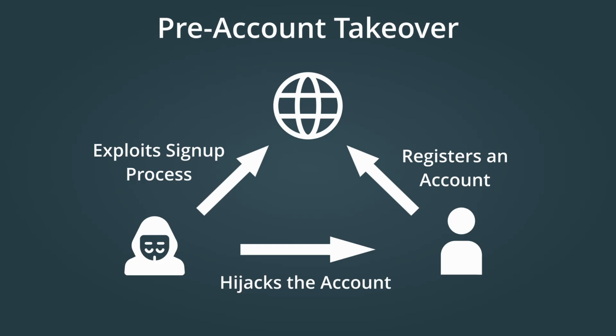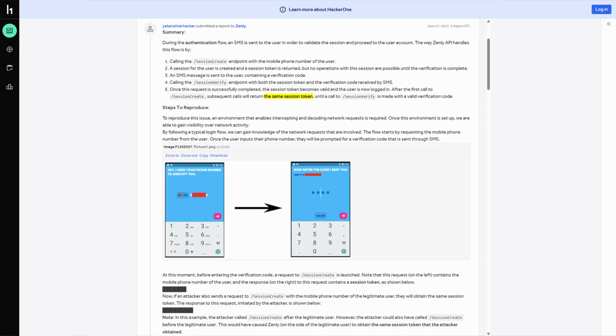So in Zenly, like in Uber, phone numbers were used to create accounts. And there were two endpoints responsible for that. One of them was a session create endpoint, and the other one was a session verify endpoint. The session create endpoint would return a token to the user which was associated with their phone number.